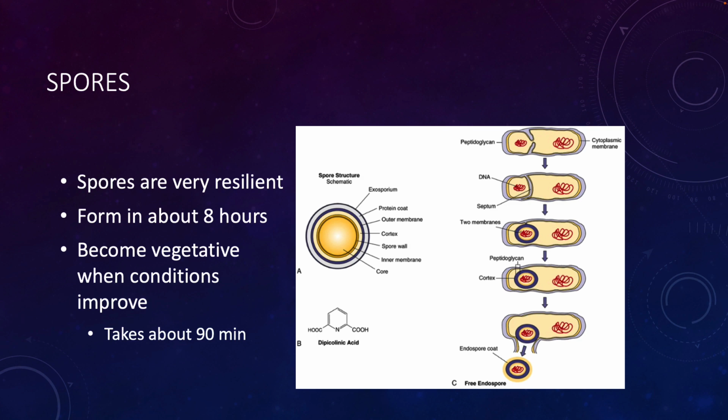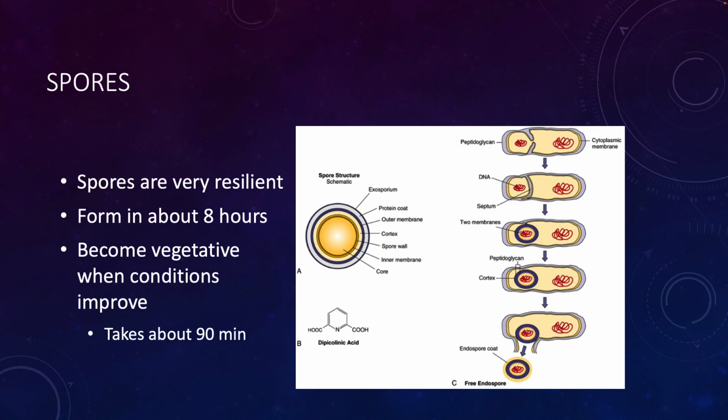We will talk about two medically relevant genera that produce endospores. Those would be Bacillus, and the major disease-causing organism we'll talk about is Bacillus anthracis, which causes anthrax. And then Clostridium. The two relevant species that most people are aware of would be Clostridium botulinum, which can cause botulism, and Clostridium tetani, which can cause tetanus.